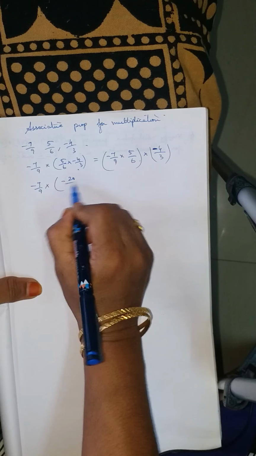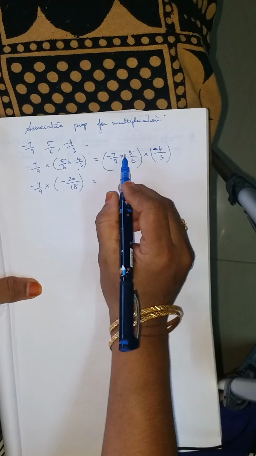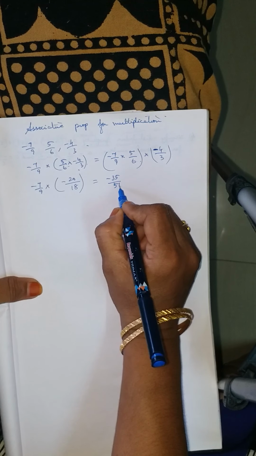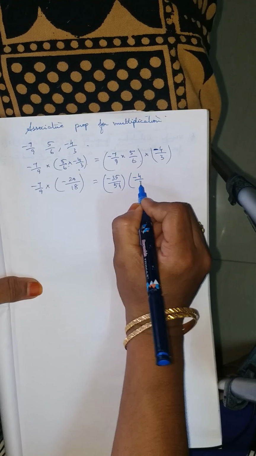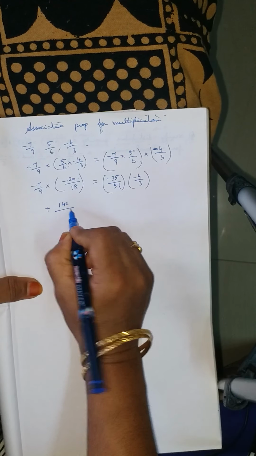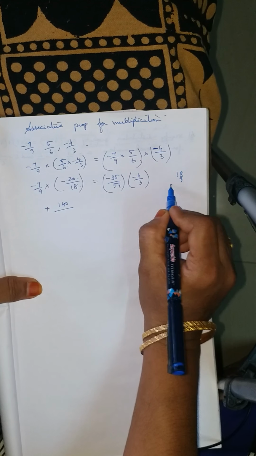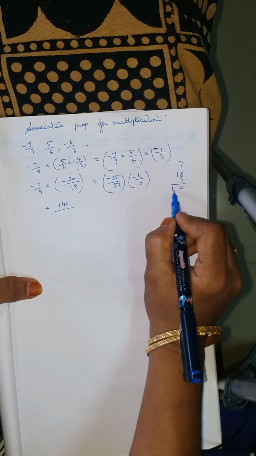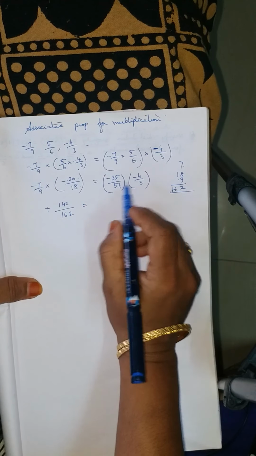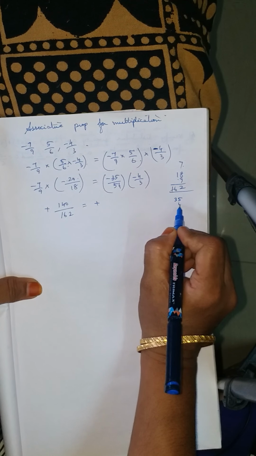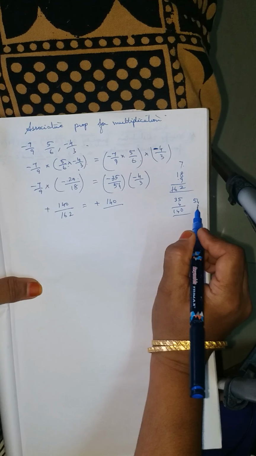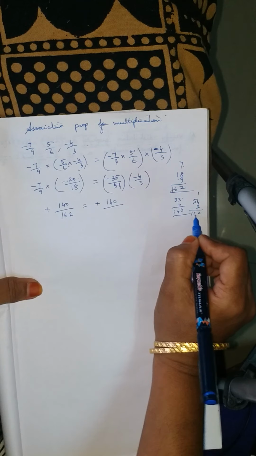5 4s are 20. 6 3s are 18. Same way, 7 5s are 35. So, minus 35 divided by 9 6s are 54, into minus 4 by 3. Minus into minus is plus. 7 into 20 is 140, divided by 18 into 9 is 162. Multiply this, minus into minus plus, 35 into 4 is 140, divided by 54 into 3 is 162.